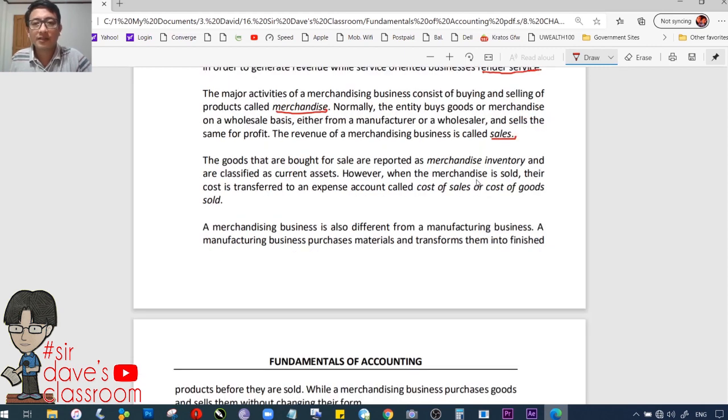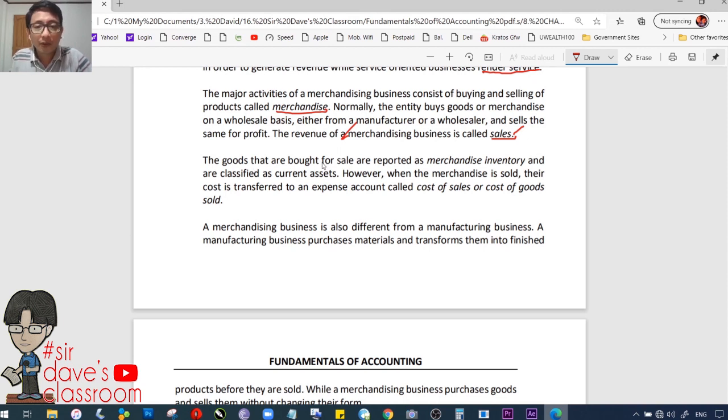Ayan. Pagdating sa service business, yung account title na ginagamit natin for income, for revenue, depende dun sa nature ng business. Pagka janitorial services, pwedeng janitorial income or janitorial revenue. Pag catering business, catering income or catering revenue. But when it comes to merchandising business, your revenue account title is usually or normally called sales.